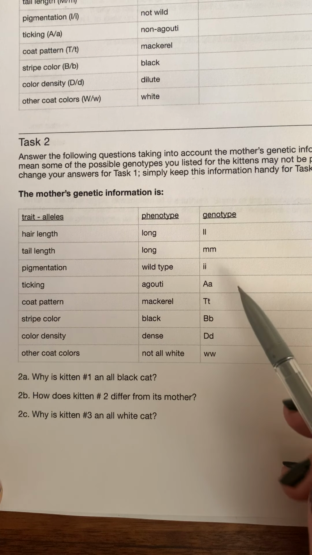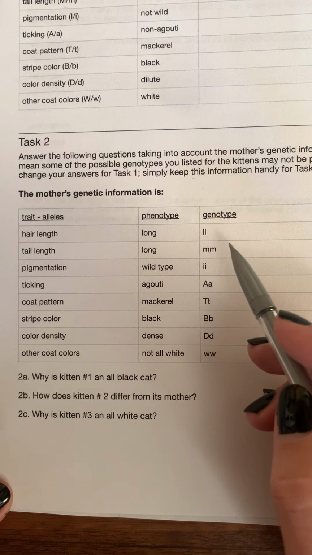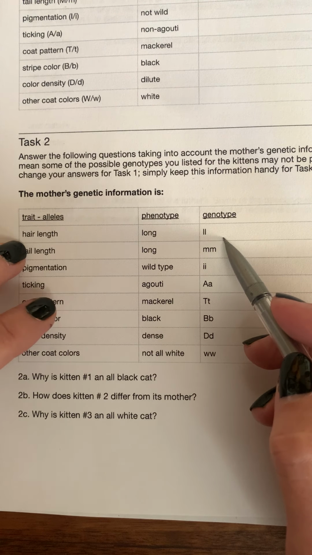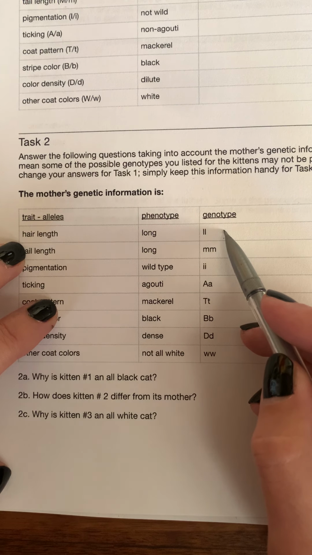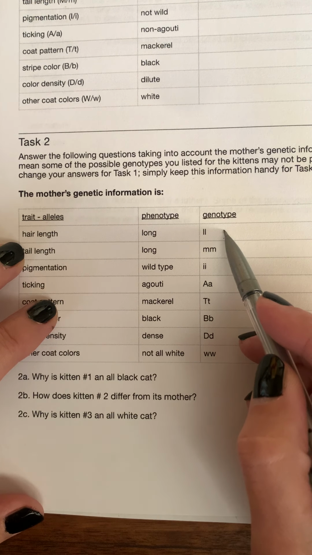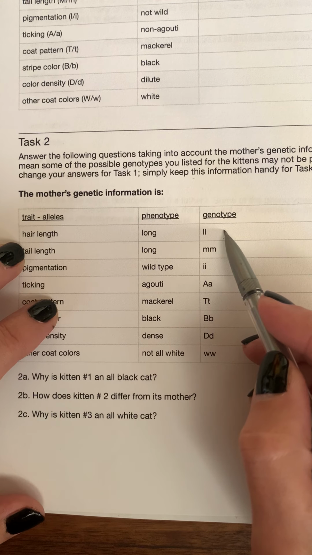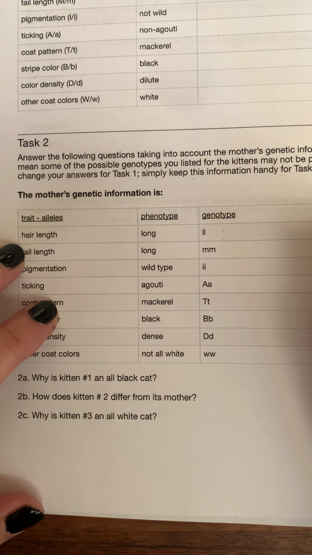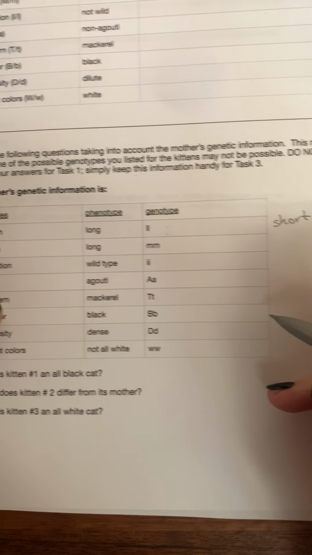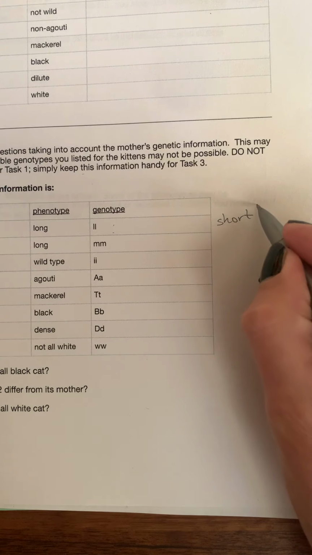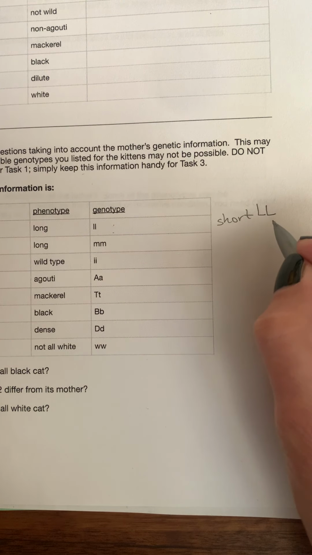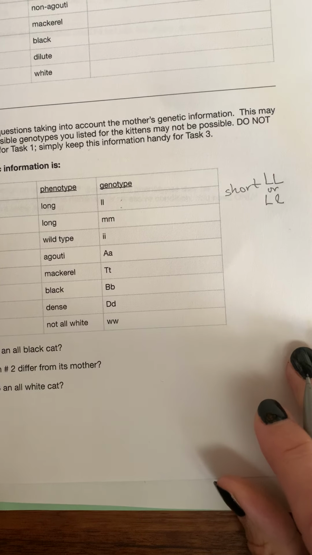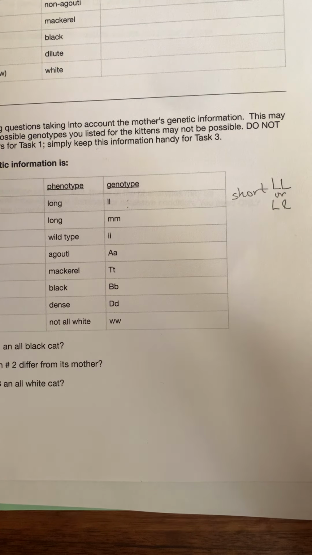And so in this case, we're adding some information to the equation. So for example, hair length: the mother cat has 2 little l's. If you recall from the previous 3 kittens, all the kittens have short hair. And so their genotypes are going to be either capital L, capital L, or capital L, little l. Now, when you consider that, we can do a little bit of sleuthing without really doing much else.